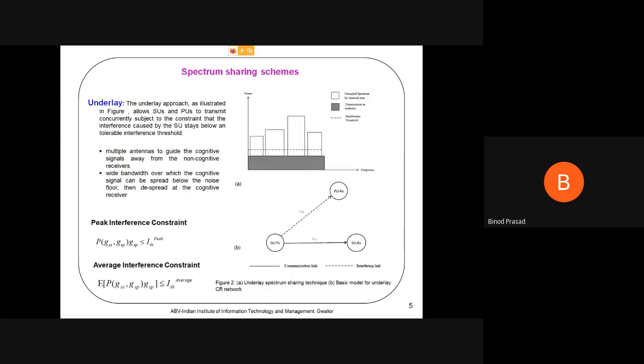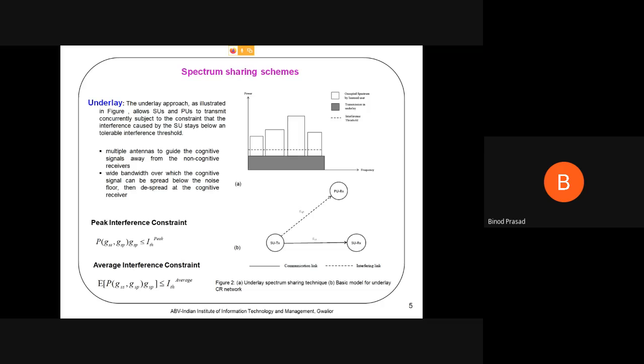But what the SU will do is maintain its transmit power, because the PU receiver has some kind of interference temperature limit. That means it can tolerate some interference, and if it can tolerate it, its quality does not degrade. In cognitive radio, we are mostly trying to protect the primary receiver from any harmful interference. So this PU has certain limits, and based on that limit, the SU will transmit.